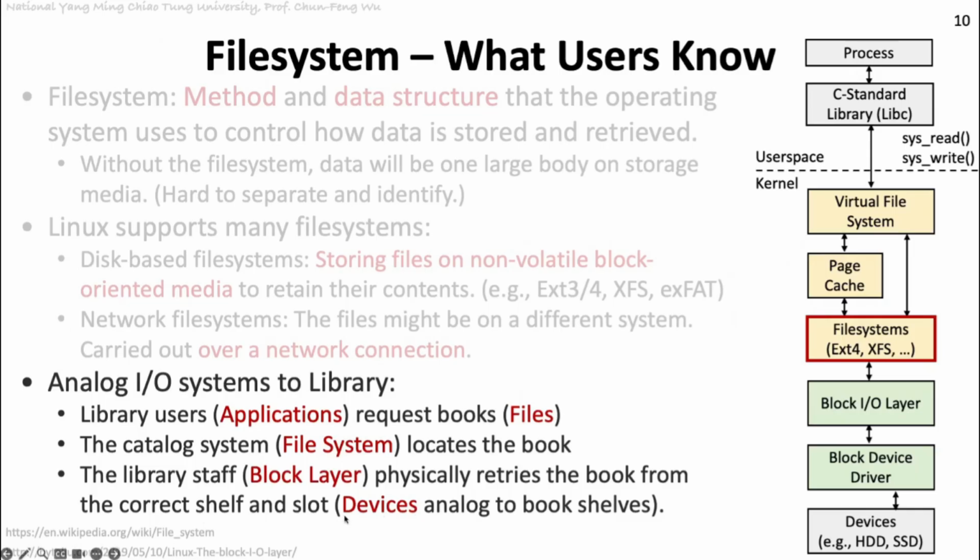So for the device, you can just think there are a lot of bookshelves. It is called a device. This is an analogy between the IO system and a library. Once again, the file system is just like the catalog system. It is, I would say, a virtual layer between the users and the device. The device doesn't really know what a file is, and users only know the file. Users don't know where the data is or what the location of the data is. So this is the file system example.